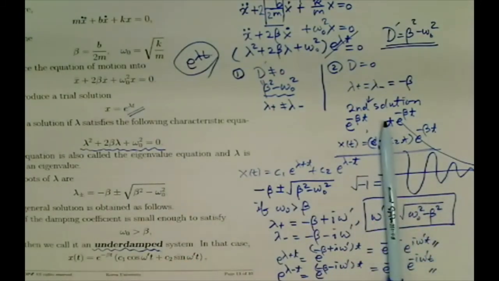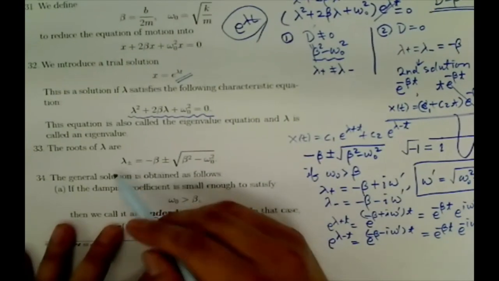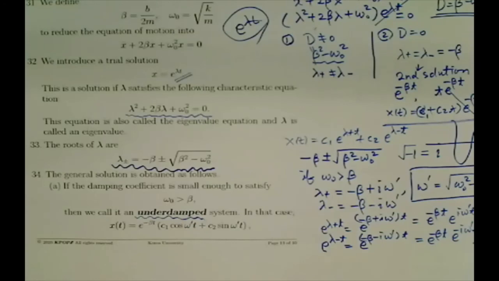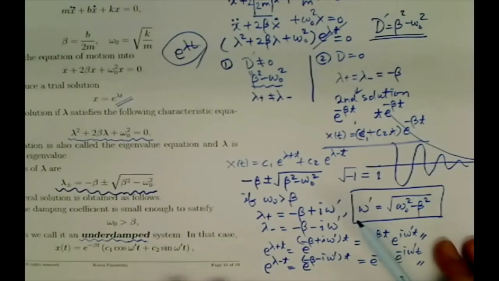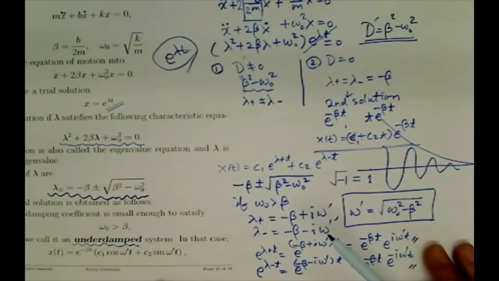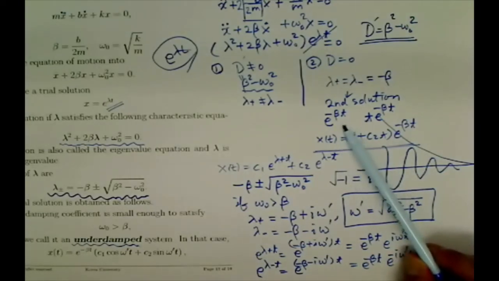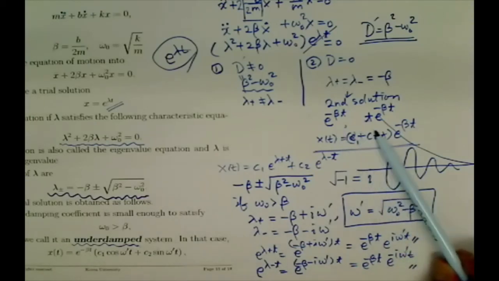This is the case when the two solutions are the same. Then we remember that the final result is lambda plus minus equals minus beta plus minus the square root of beta squared minus omega 0 squared. If it is a double root, this part vanishes. That means beta and omega 0 are equal. And the solution is e to the minus beta t, and in the double root case, e to the minus beta t times t.